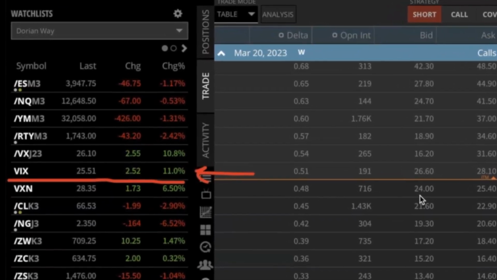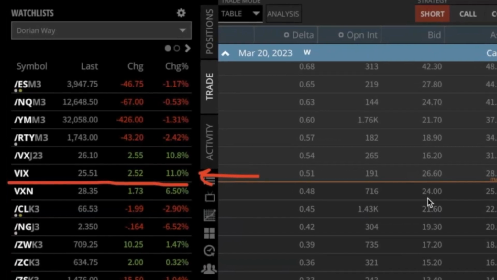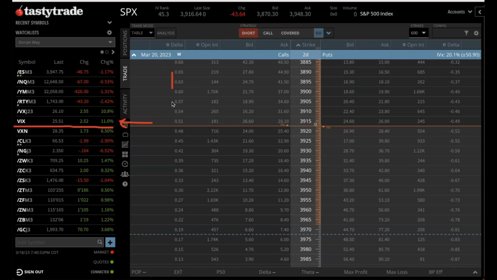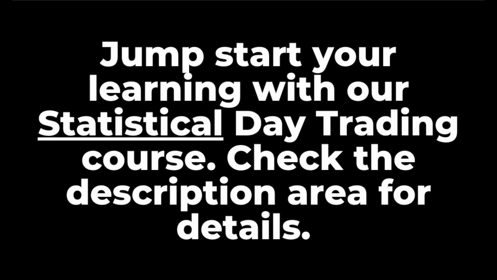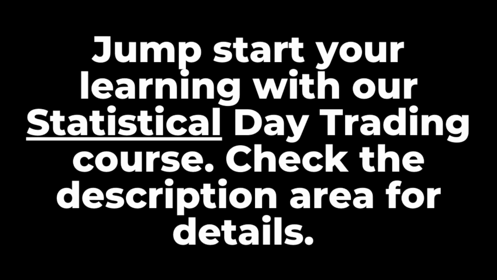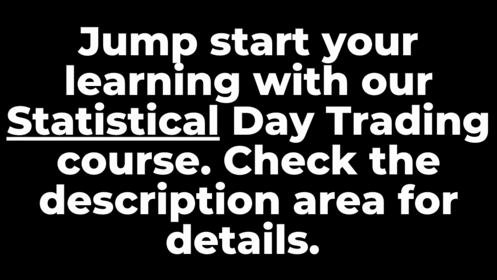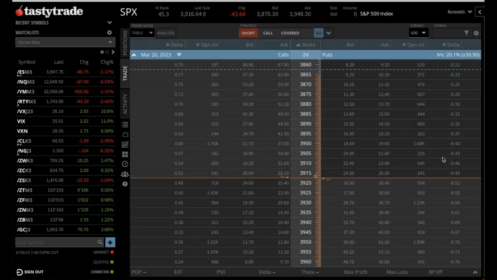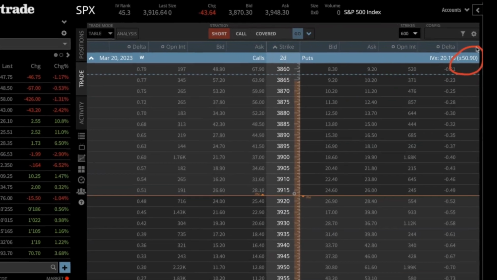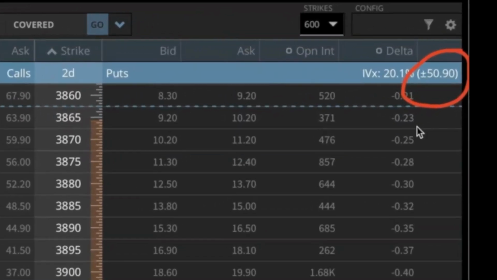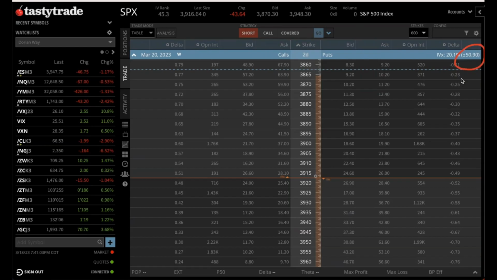So if we take this 25.51 and divide it by 16, that's going to give us a 1.59% move, or basically a 1.6% move. That is what the VIX is saying the percentage move is going to be. It can be up or down about 1.6%. From there, we check the expected move on the option chain. Here on the TastyTrade platform, the expected move is plus or minus 50.90, so we're going to round that up to plus or minus 51.